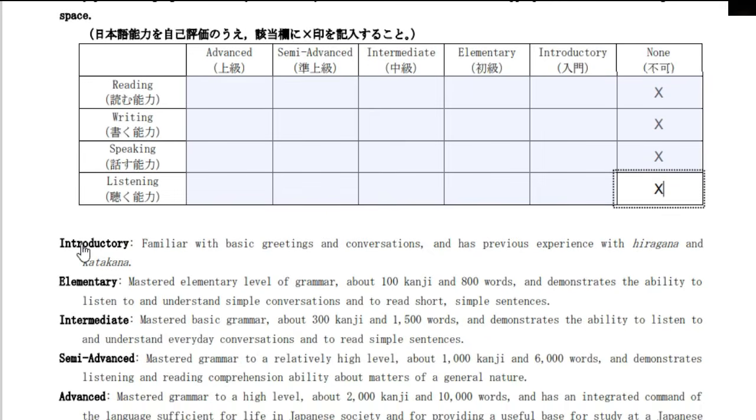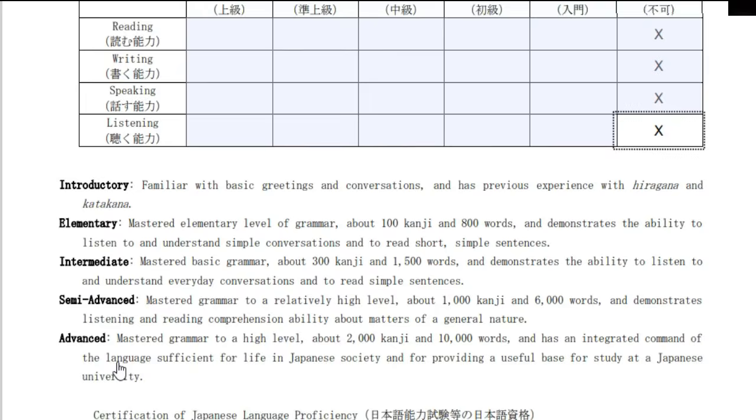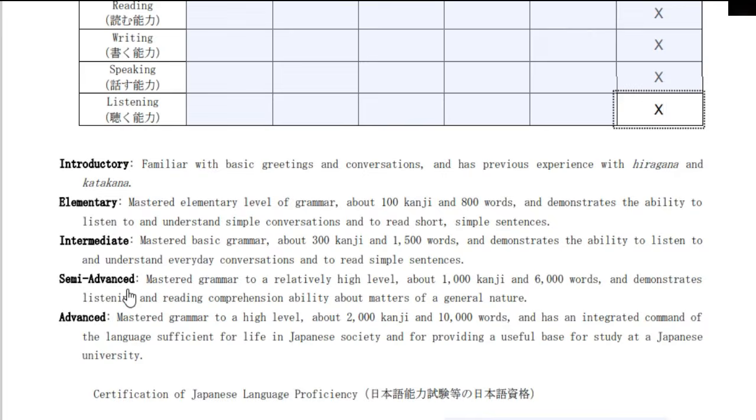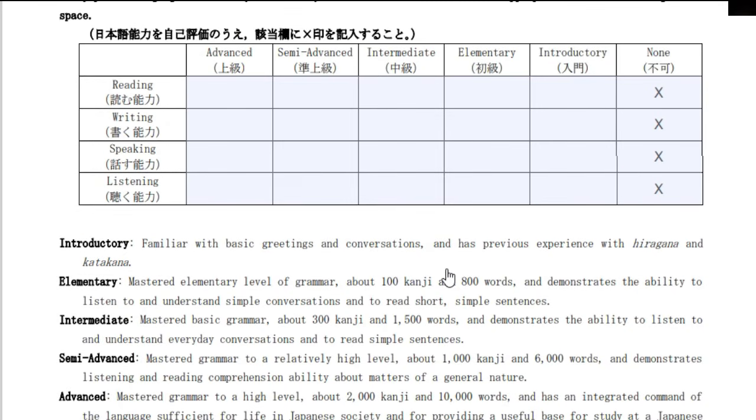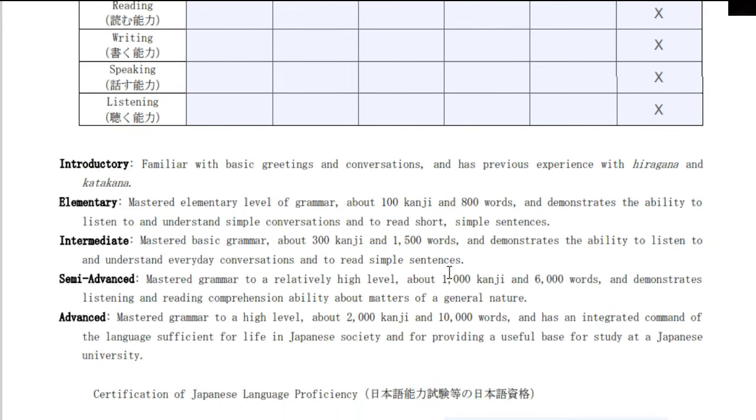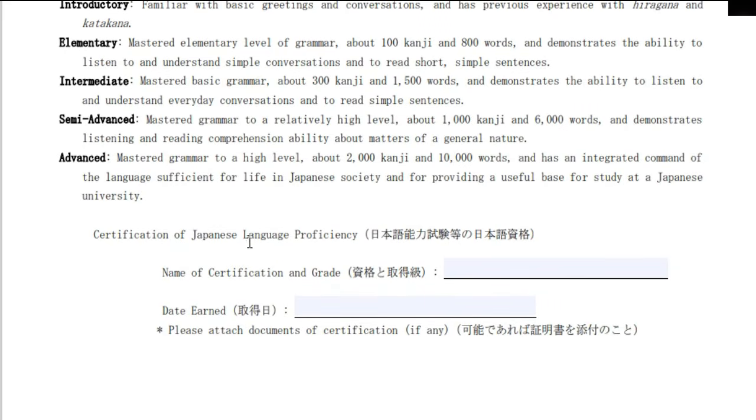So you have here the description for introductory, elementary, intermediate, semi-advanced, or advanced level. Again, just be true. Don't be scared. Don't be afraid. And then if you already have your JLPT certificate, please write here, say JLPT N5 if you have. But if you don't, it's okay to just leave it blank.